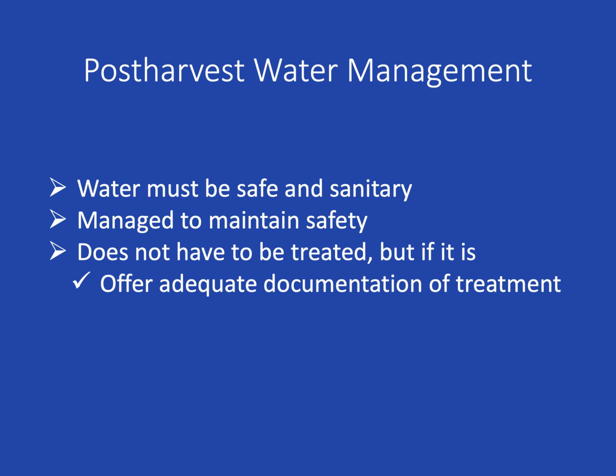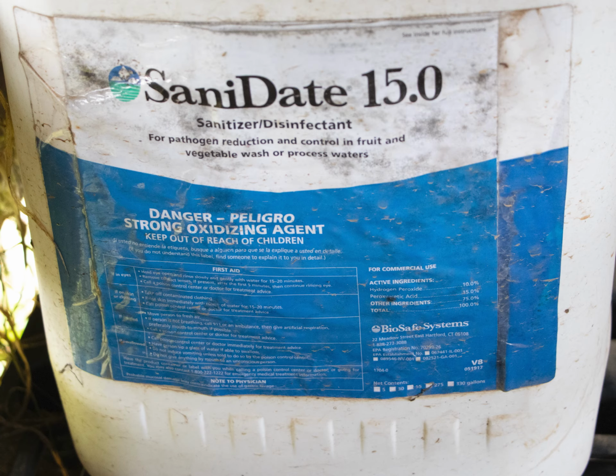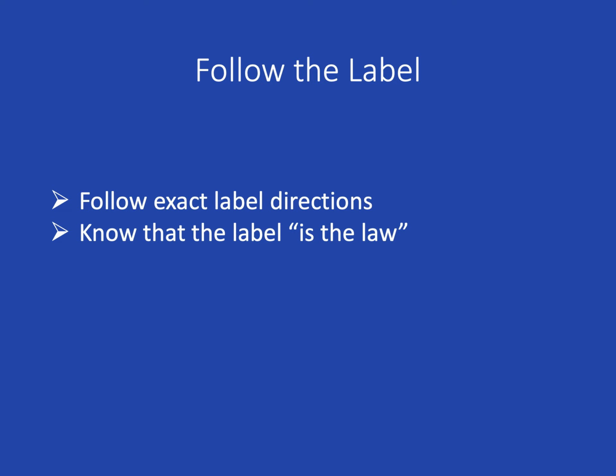Much like production water, post-harvest water does not have to be treated, but if a farm elects to treat the water, then the workers must monitor and document the treatment process. Workers must also ensure that any antimicrobial product that is used in the water must be labeled for use with fruits and vegetables. Most importantly, whenever using a labeled product, workers must follow the directions from the label and keep in mind that the label is the law.